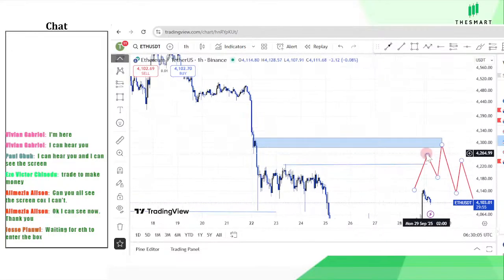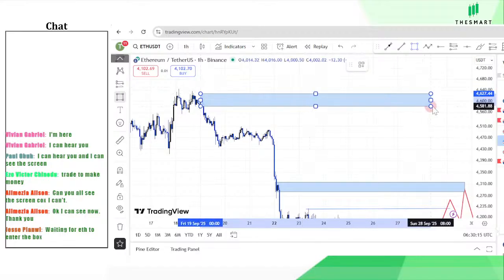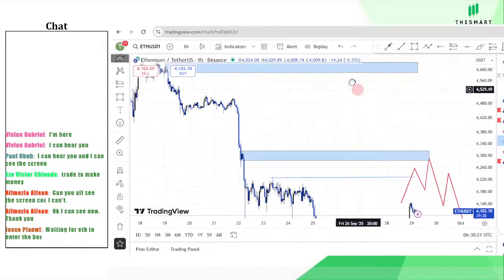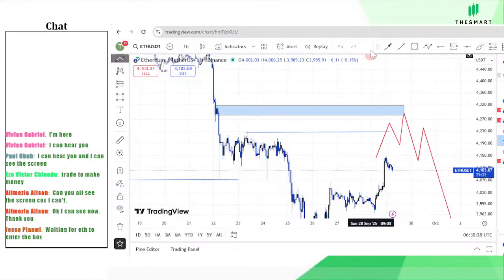If this point is violated, then we will look for reasons to continue the buy all the way to this zone. This is where we have the next supply zone we actually want to trade from. So if this zone is violated, then we will be looking for reasons to take more buy setups to the upside. I believe this is copied.